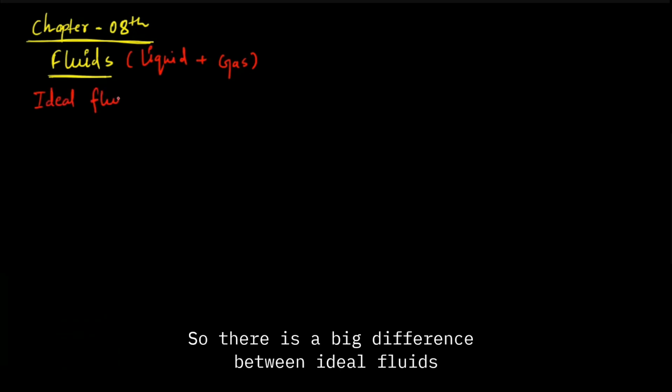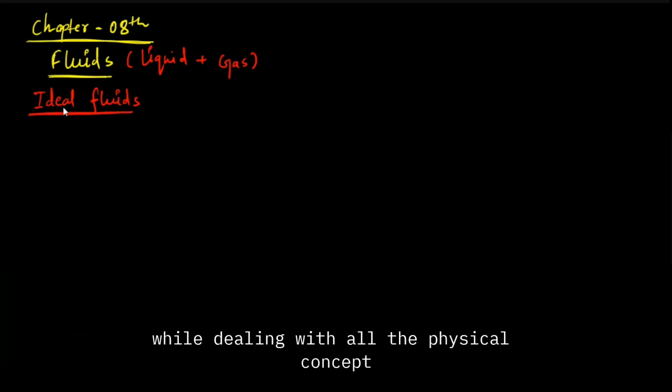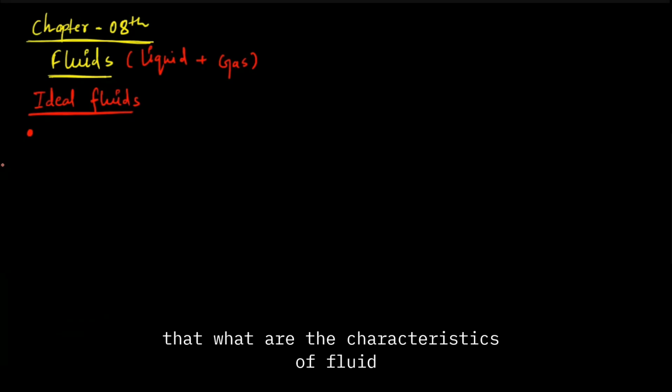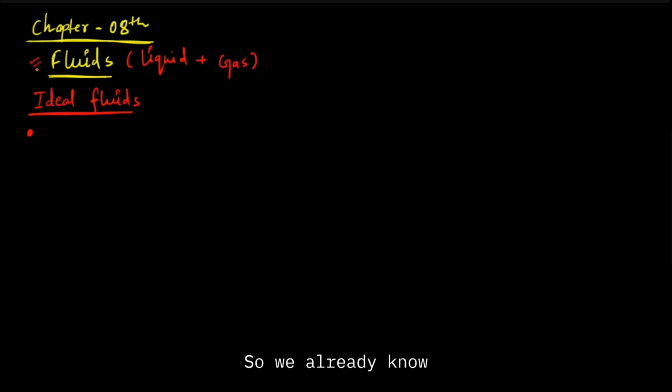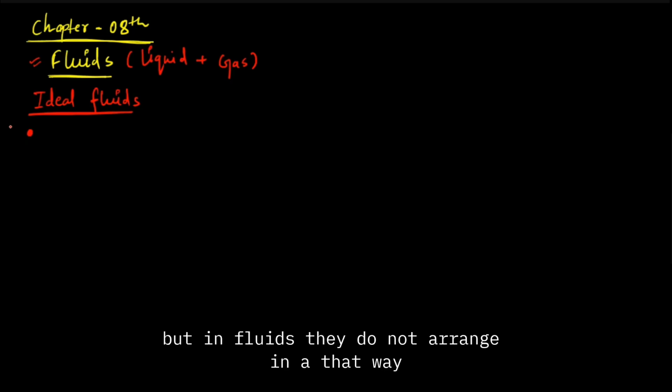There is a big difference between ideal fluids and normal fluids. While dealing with all the physical concepts related to fluids, we consider different properties, and these properties make an ideal fluid different from the normal fluid which we deal with in daily life. First of all, we need to understand the characteristics of fluid. We already know that fluids are that type of matter which consists of atoms and molecules arranged in a random manner. There is no specific pattern. In solids, atoms are arranged in a specific pattern, but in fluids, they do not arrange in that way.